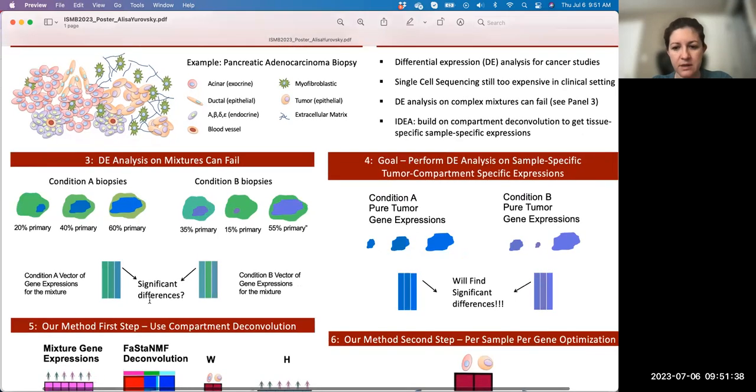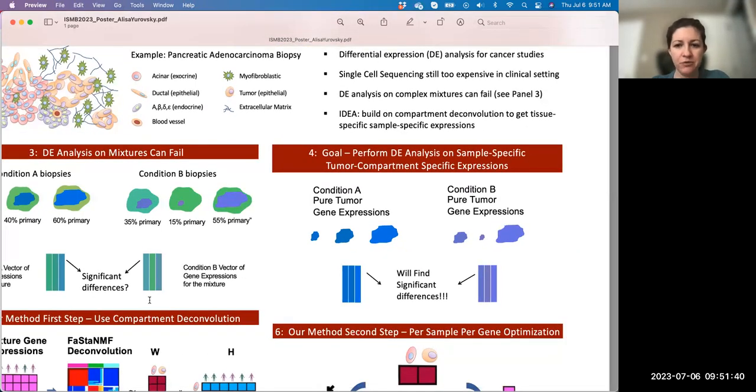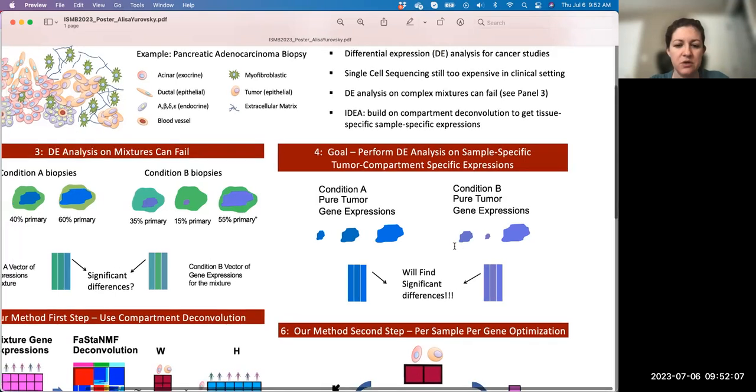Now, our idea, zooming into panel 4, is to extract for each of the patients the gene expression profile just for the tumor. So now for condition A, we have these blue cartoon profiles, and for condition B, we have purple, and we can see just by the difference in colors that we will be able to find the significant difference between these two conditions.